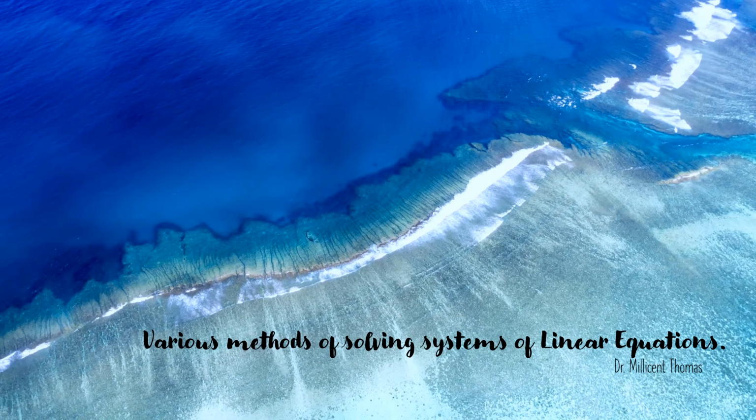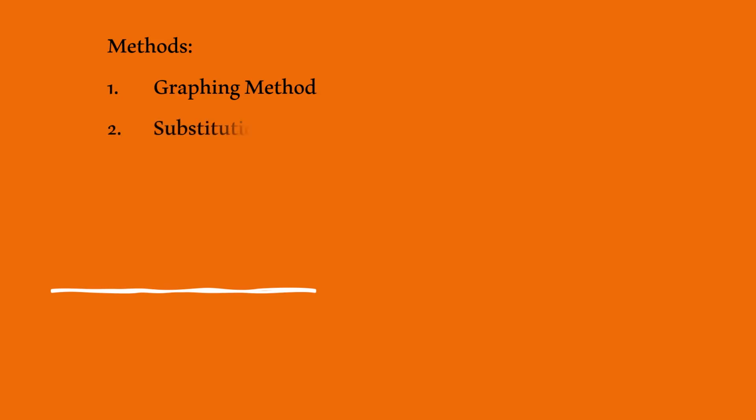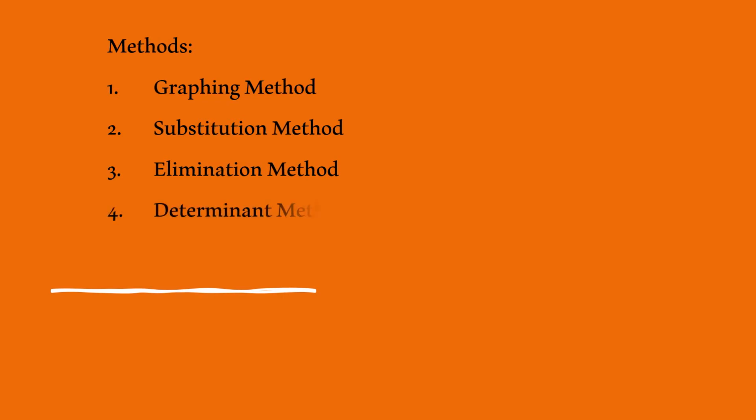This video explains clearly the various methods of solving systems of linear equations. So in this video, we are going to see the different methods. The first method is the graphing method. Second one is the substitution method. Third, the elimination method. Number 4 is the determinant method, or called Cramer's rule.